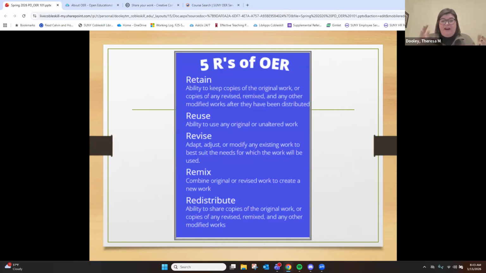An OER can also be a syllabus. Making sure that maybe somebody at another institution can build upon your own learning outcomes. And these 5 R's are the core of this. So I just want to make sure that we understand that.